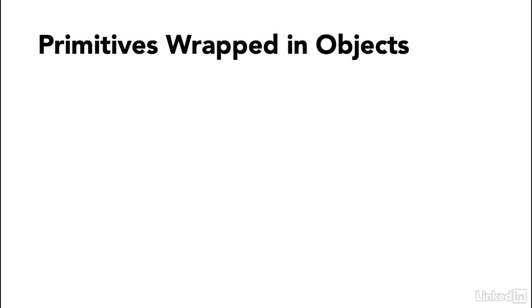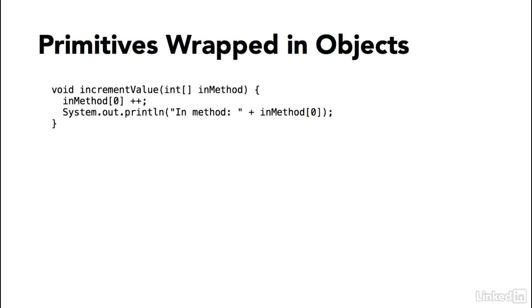But now let's take another example. Primitive values wrapped in complex objects. In this example, my custom method receives an array of integers. The array is a complex object. The values that are referenced by the array are still primitives. Within the method, I'm incrementing the first item in the array by 1 and then printing out its value.